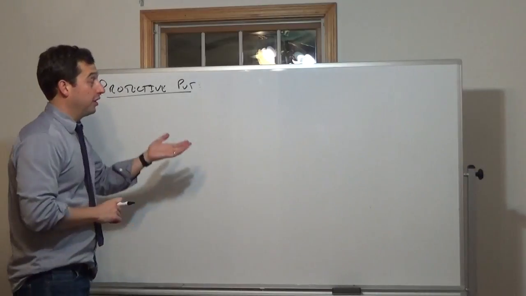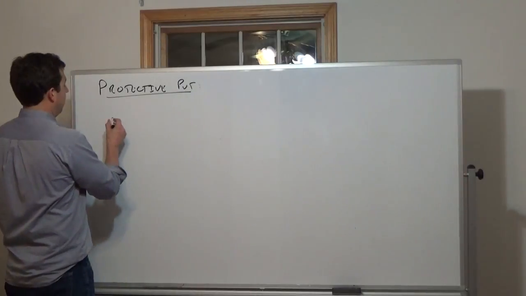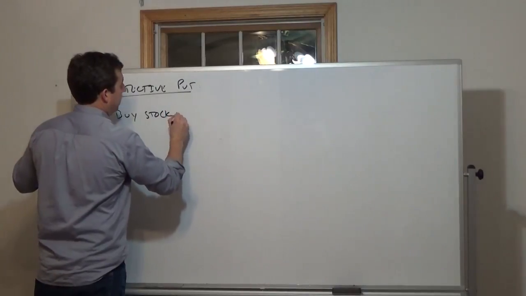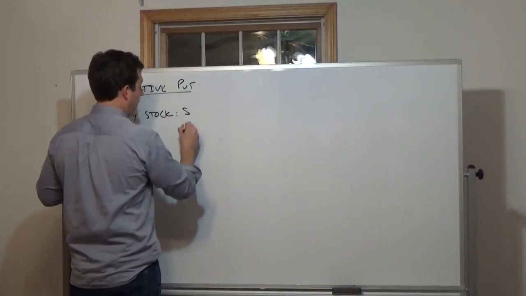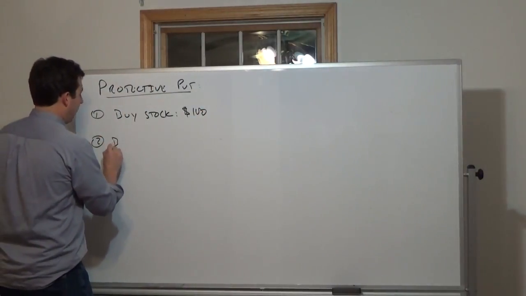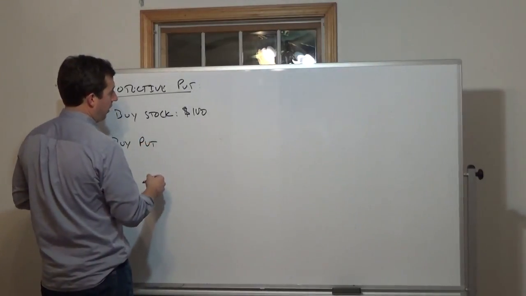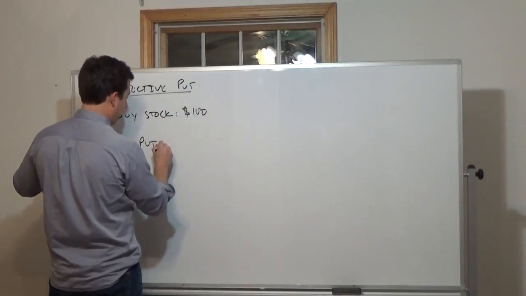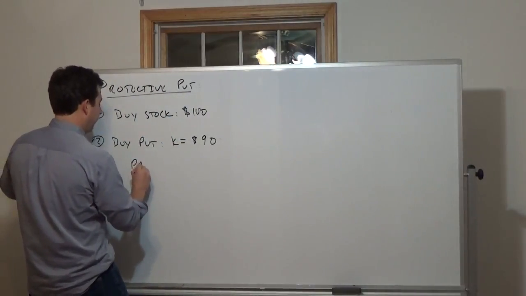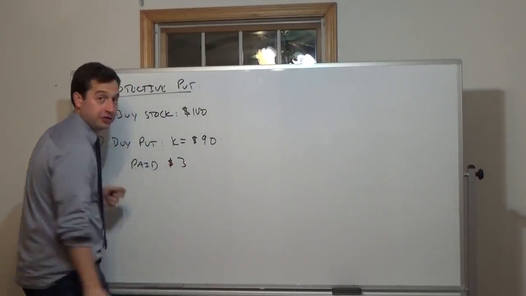So the first two we're going to talk about are a protective put and a covered call. The idea of a protective put strategy is, one, we buy the stock. Let's say we buy the stock for $100. And two, then we buy a put option. We buy a put with a strike below what you paid for the stock. So let's say we buy a put with a strike price equal to $90. And the premium we paid for the put is, let's just say, $3.